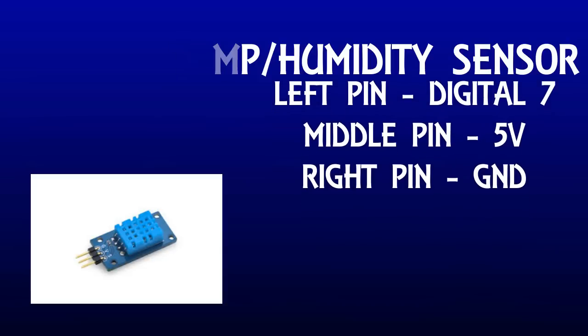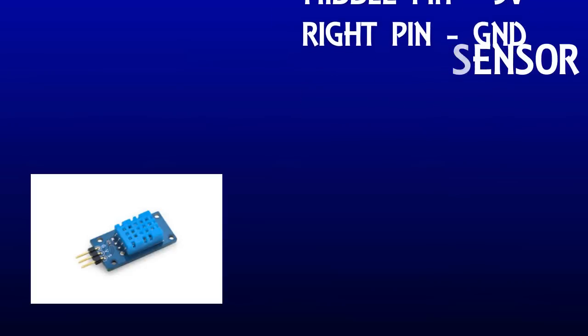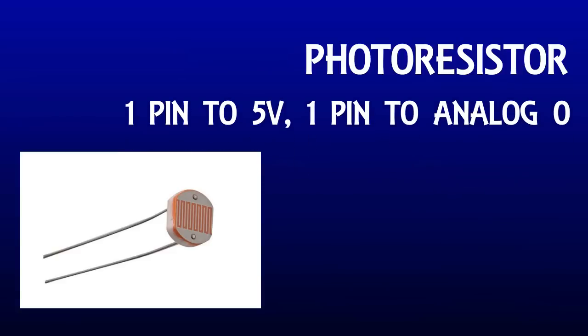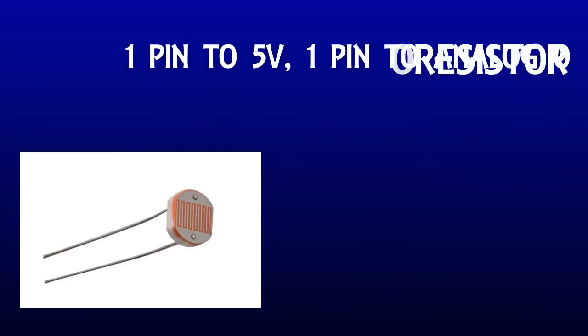Okay, so now we can move on to photoresistors. For the photoresistor, we need to have one pin going to 5 volts and one pin going to analog 0. And you can see a picture of that on the screen now.